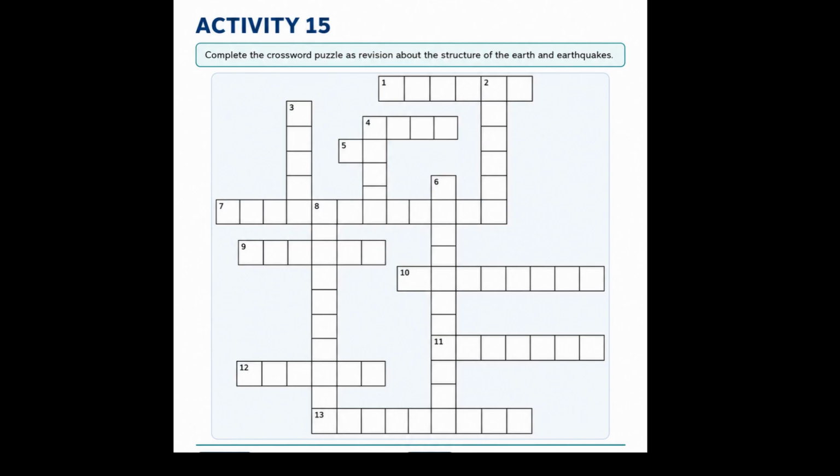Across 12. Pangaea. Pangaea was the supercontinent that existed millions of years ago, before the continents slowly moved apart because of continental drift. The answer is Pangaea.